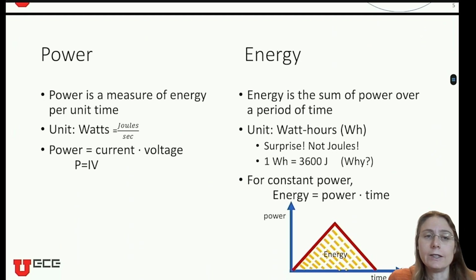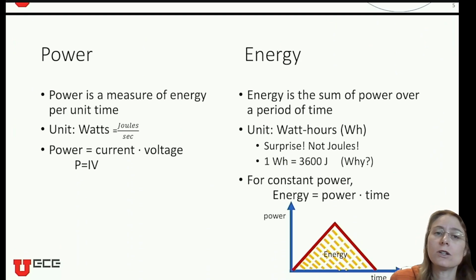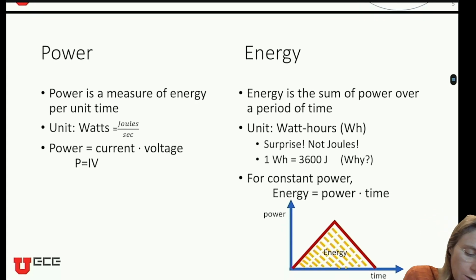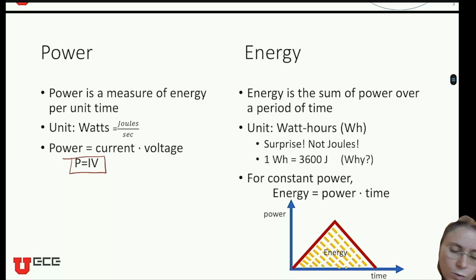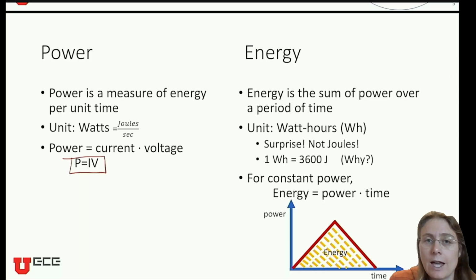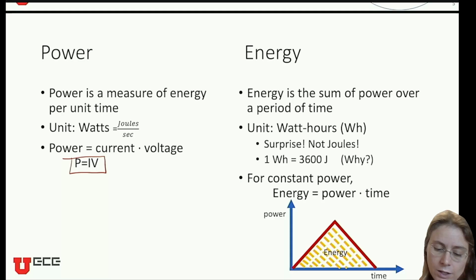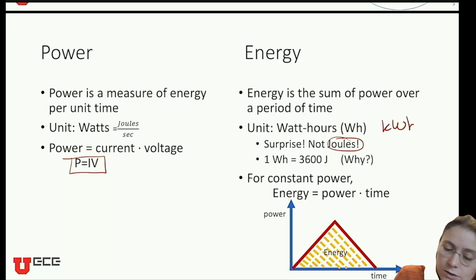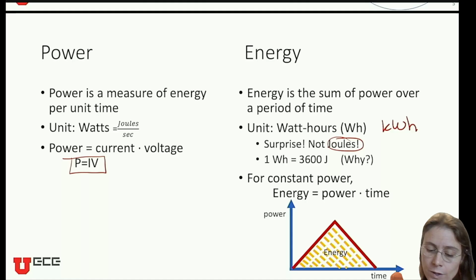Okay. So to summarize, power is a measure of energy per unit time, and its units are watts or joules per second. And the equation for power is current times voltage. And then energy is the sum of power over a period of time. And so we can use joules if we want, the SI units. Oftentimes in the US, you'll see things like kilowatt hours. And so this is the conversion factor.